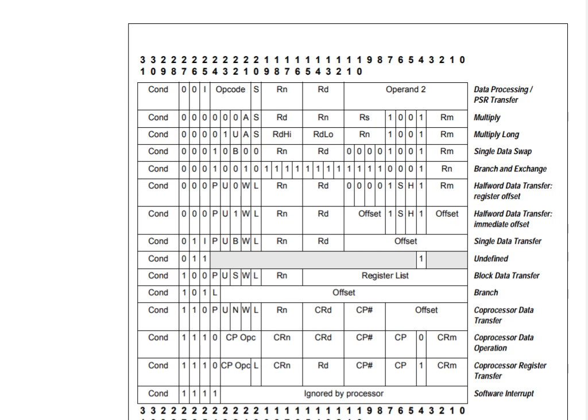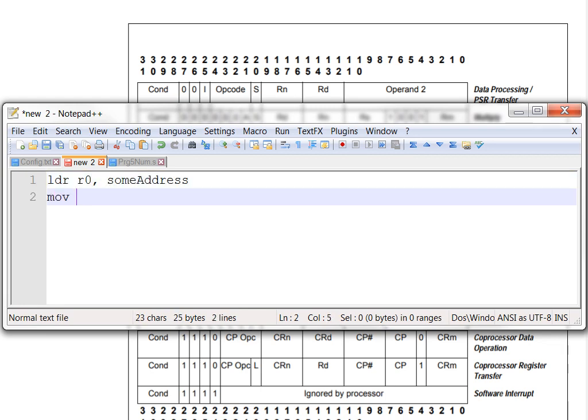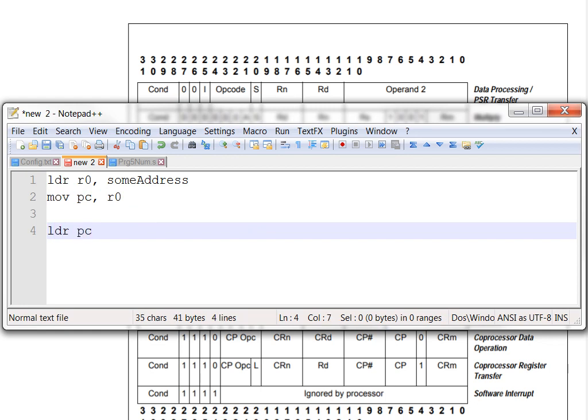We need to be able to jump to an address specified in a full 32-bit register. Well, the answer is that we'd load the desired address into, say, R0, and then we'd do a MOV PC, R0. Or you could really save a step and just say, do a LDR PC, some address, like that.